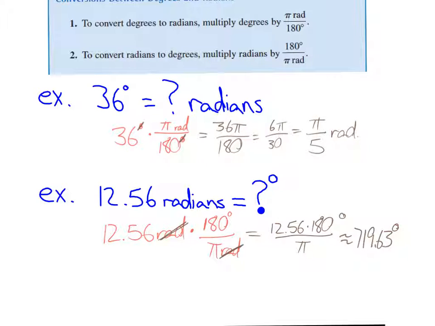Okay. Now, I want to point out something. Remember that pi is approximately 3.14. So if I have 12 point something, approximately how many pi's do I have? Approximately 4. 4 times 3 would be 12. So if I'm at 12.56 radians, I'm about at 4 pi, which would be how many degrees? 720. Yeah, 720. So does my answer make sense? Yes. Yeah, it does. Okay.